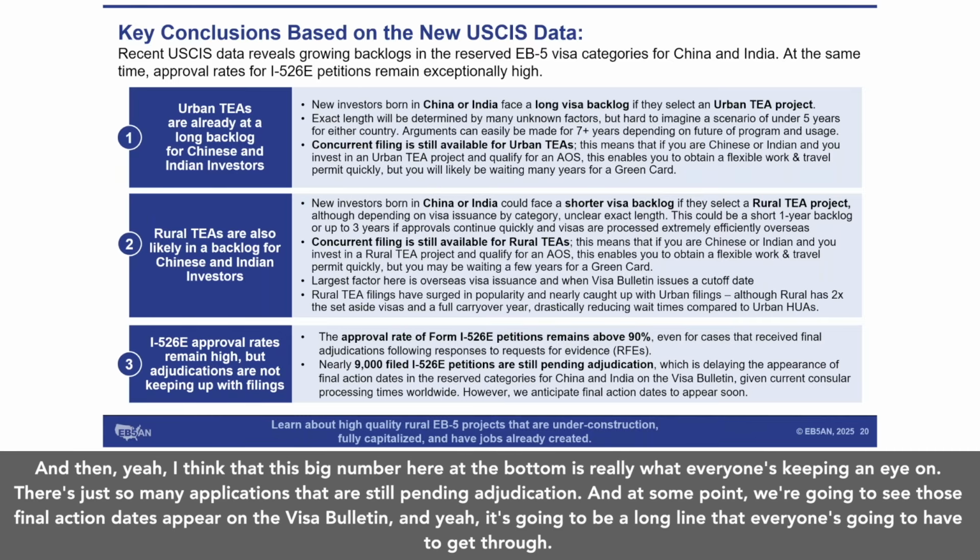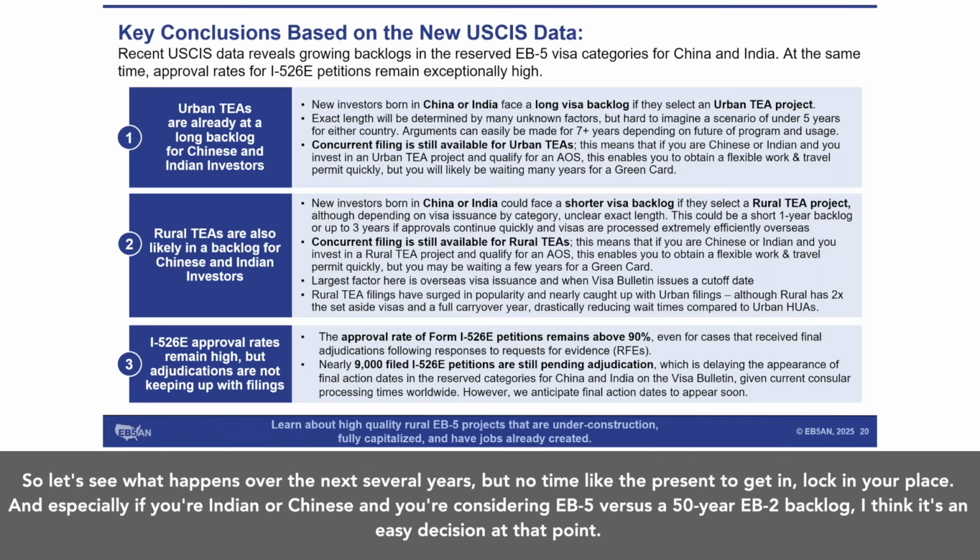And then I think that this big number here at the bottom is really what everyone's keeping an eye on. There are just so many applications that are still pending adjudication. At some point, we're going to see those final action dates appear on the visa bulletin. And it's going to be a long line that everyone's going to have to get through. So let's see what happens over the next several years, but no time like the present to get in, lock in your place. And especially if you're Indian or Chinese and you're considering EB-5 versus a 50-year EB-2 backlog, I think it's kind of an easy decision at that point.